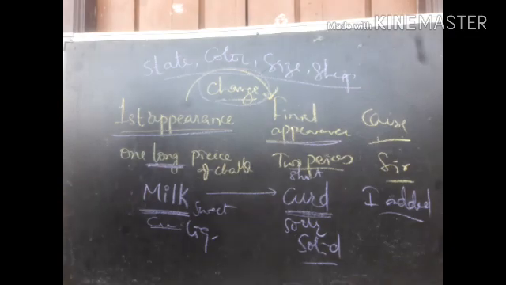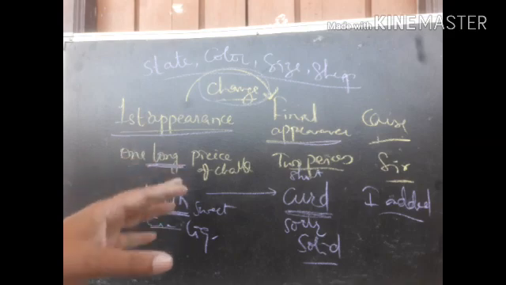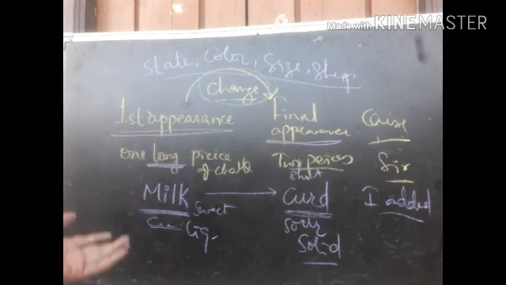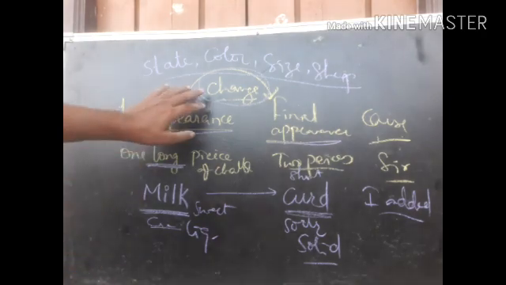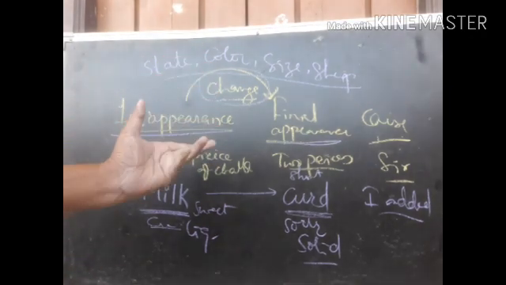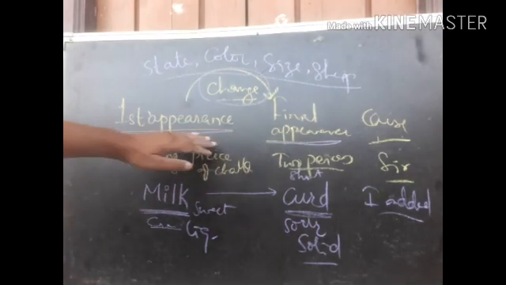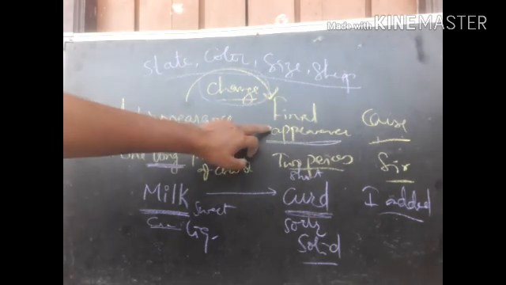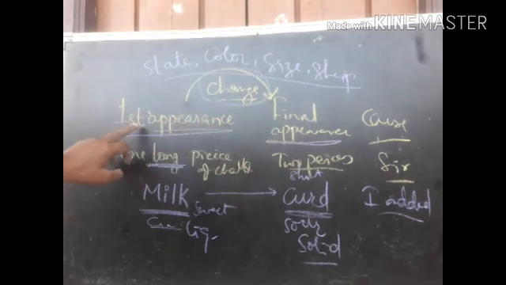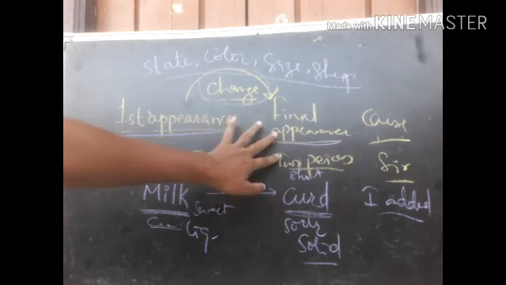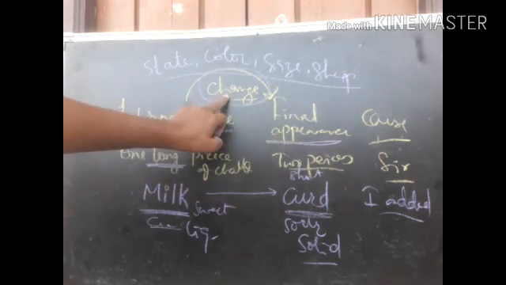So here we are discussing changes around us. Each and everything changes in front of us, but some of them go unnoticed. These changes may be either physical change or chemical change, right? Before that we have to know what change actually is. How can you say that there is a change? Definitely there should be a difference between the primary appearance and the final appearance. When there is a difference between the first and final appearance, then it is called change.